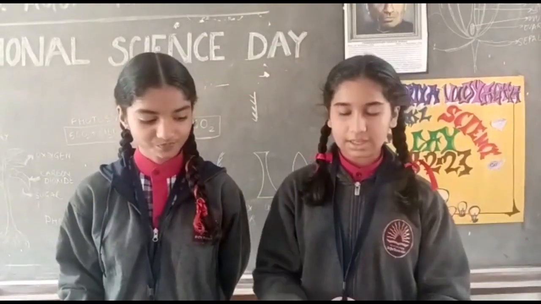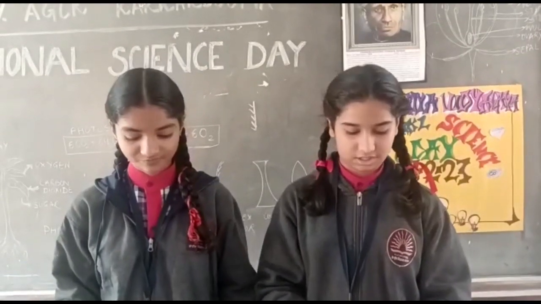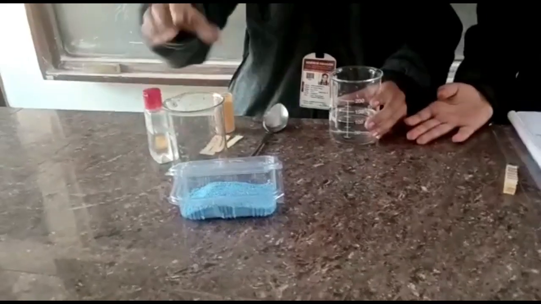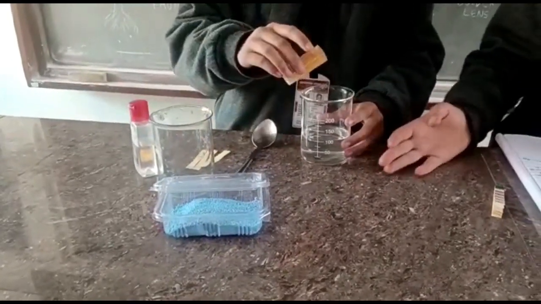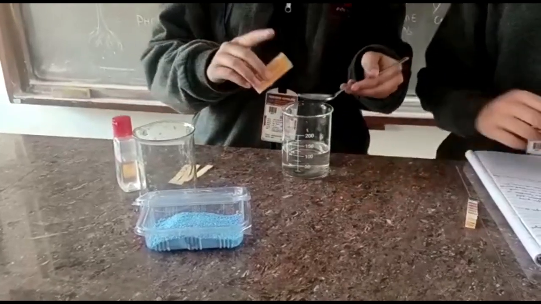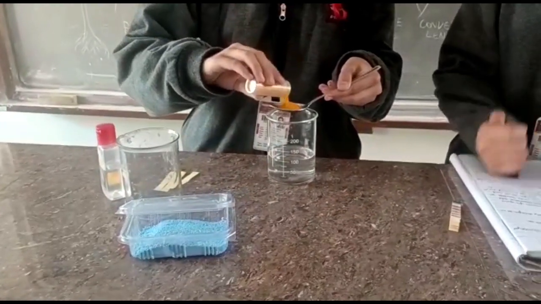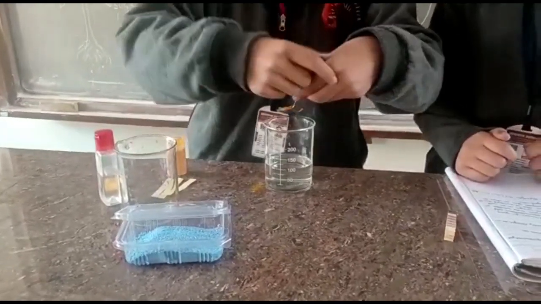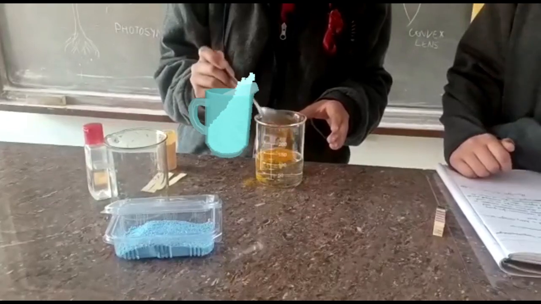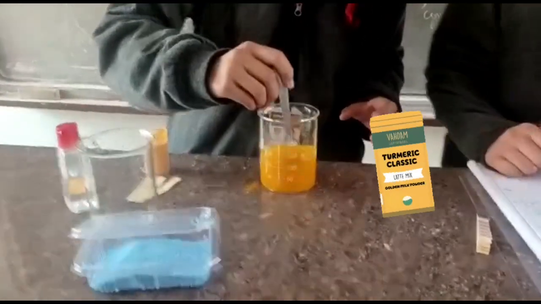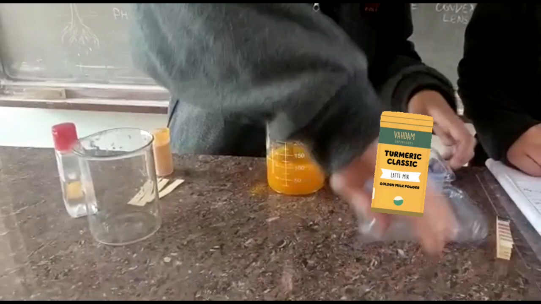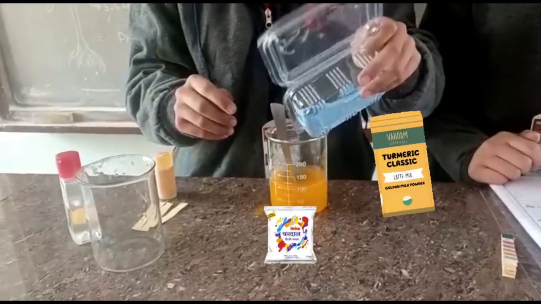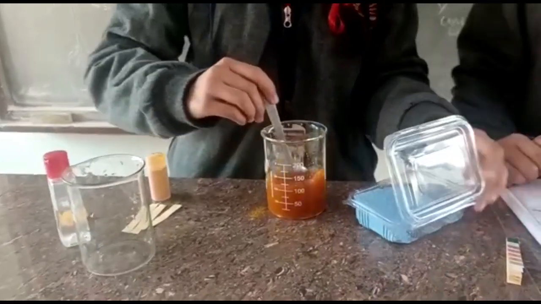Today we are going to do an experiment on neutralization reaction. First we need a base and an acid. The base is a detergent and vinegar is the acid. First put turmeric. Then put detergent as base. Stir it well.